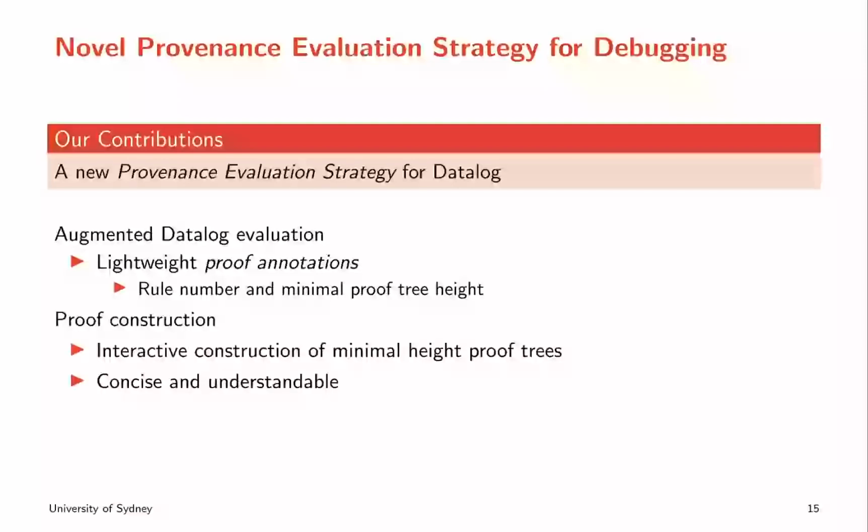Then after the Datalog evaluation phase, there is an interactive system where the user can say, explain some tuple. Then the system uses these proof annotations to construct minimal height proof trees. Because this is an interactive system, the debugging information that the user gets is concise and understandable. Lastly, and perhaps most importantly, we can show that our provenance evaluation strategy has a minimal performance overhead.